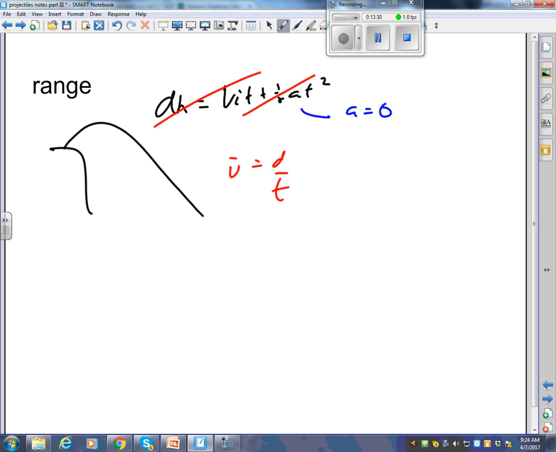What was that constant velocity? I think it was 6, right? Horizontally. D over 9.888. Multiply those together. I get 59.3 meters.